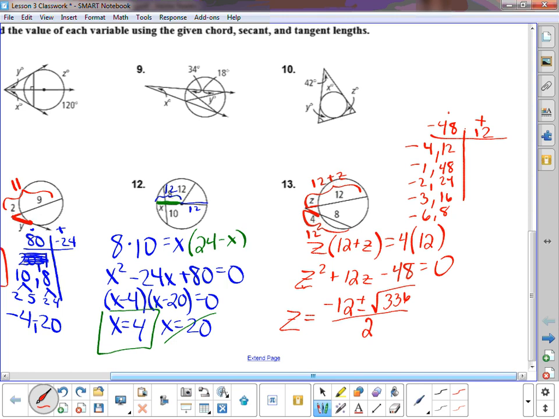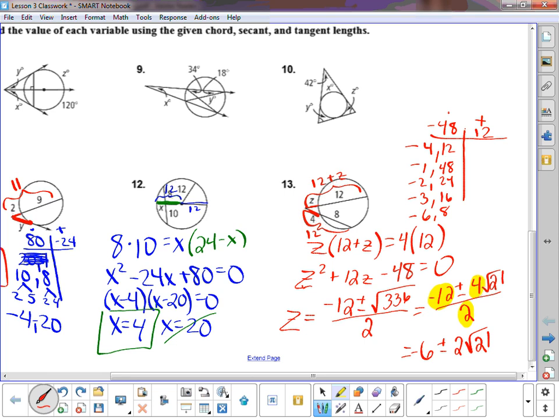Are we good with this? Questions on this? Okay. Now when we simplify this, 336 is definitely divisible by 2 because it's even. And we keep breaking it down and we get 4 root 21 over 2. Questions so far? Now remember, we always simplify as much as we can. And we can simplify because each of these 3 pieces have a common factor, which means negative 6 plus or minus 2 root 21.